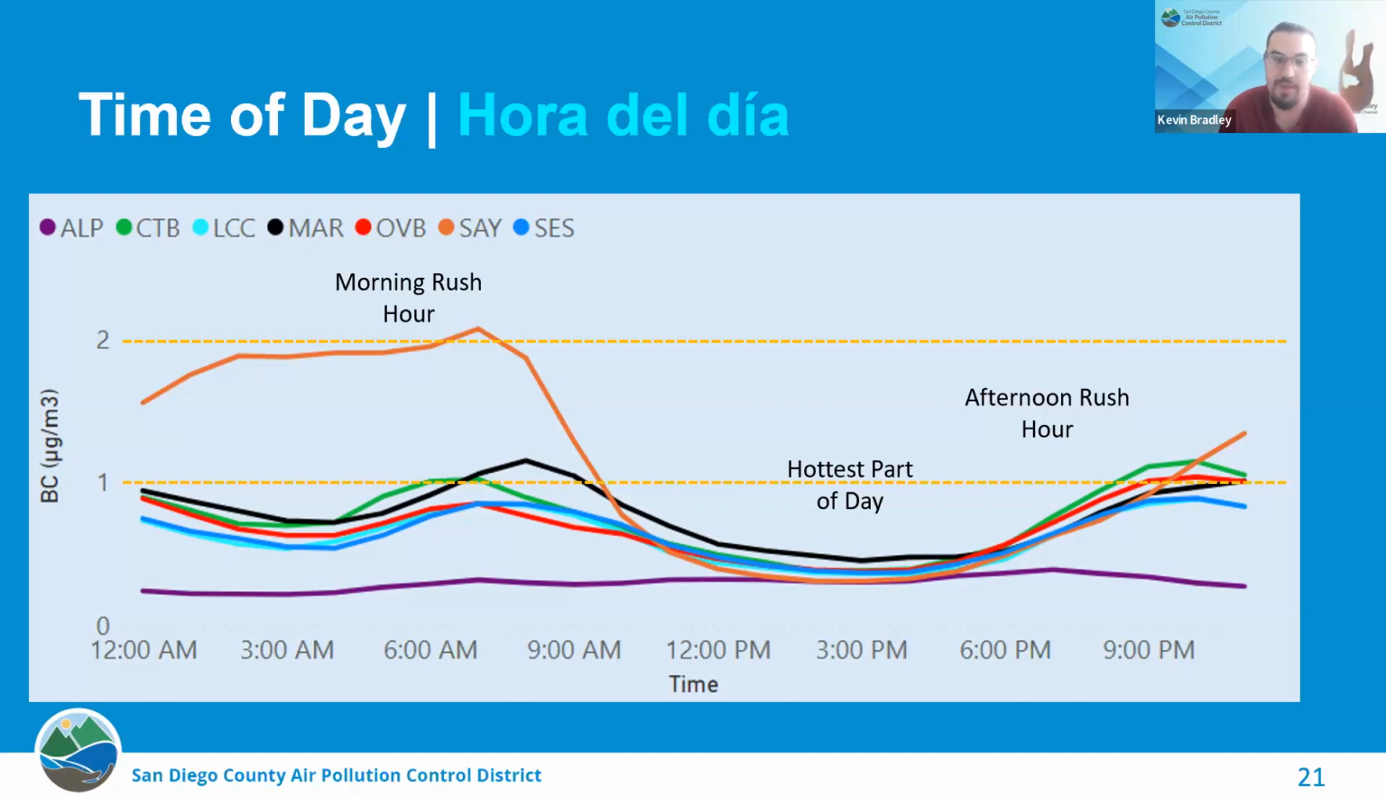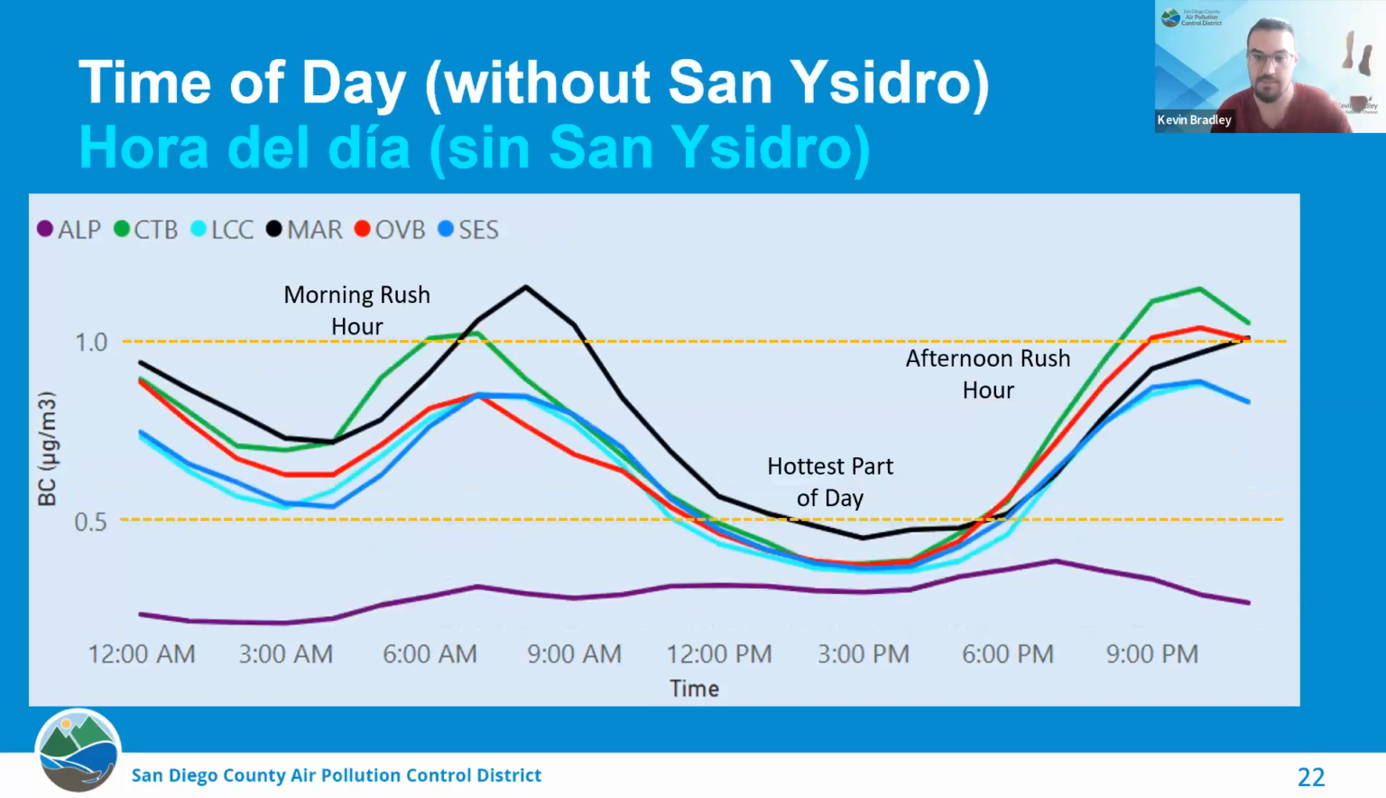Right off the bat, you can see the highest level is that orange line, which is our San Ysidro site. So in the morning, we tend to see much higher levels at San Ysidro than the rest of the Portside sites or Alpine. What I want to do, though, is zoom in on Portside again. So if we go to the next slide, this is the same exact data, just with San Ysidro omitted, so that we can specifically talk about the Portside sites.